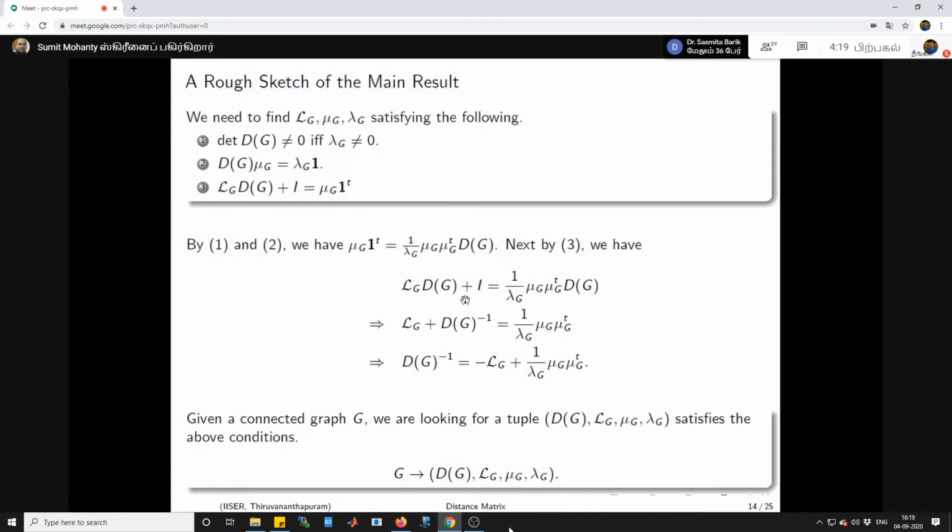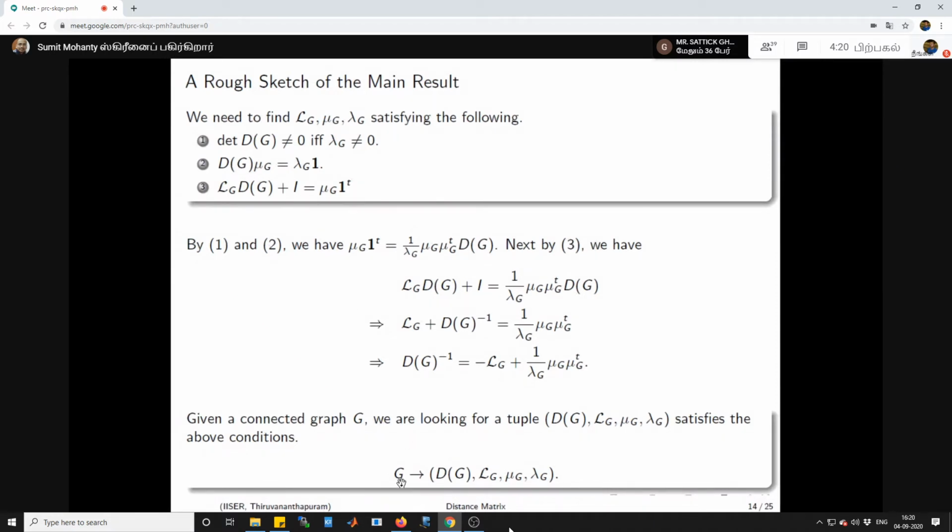To get the form we are interested in, you need these four parameters satisfying these three properties. What we are looking at is this quadruple: the distance matrix L, Lg, mu g and lambda g, satisfying these properties. Then we will get our desirable form. In the literature it has some different notation, but I don't want to make it complicated. So whenever I write this quadruple, it means it satisfies these three properties.